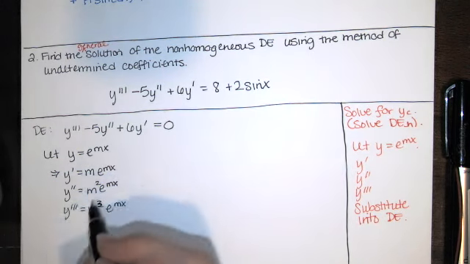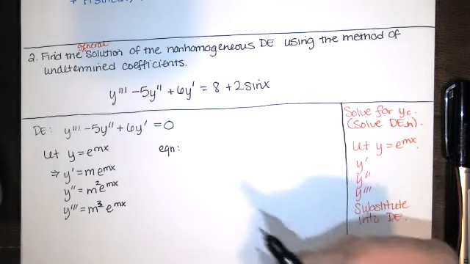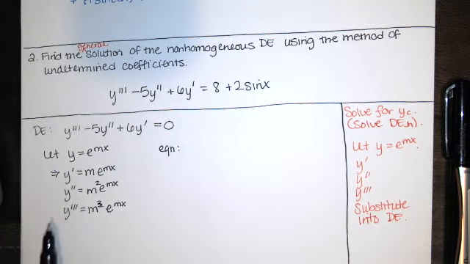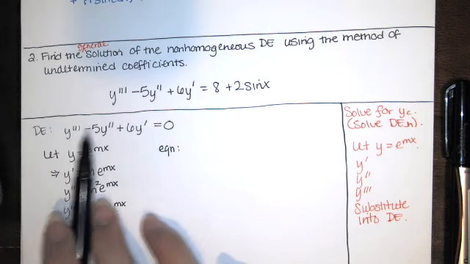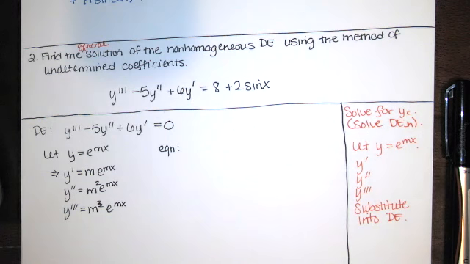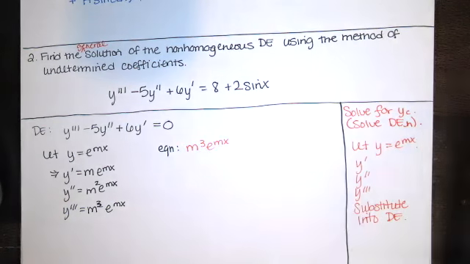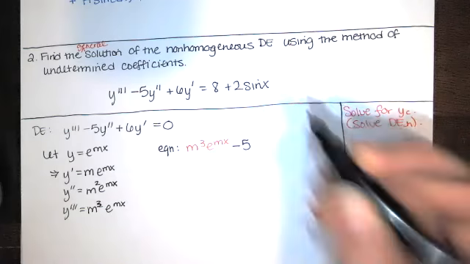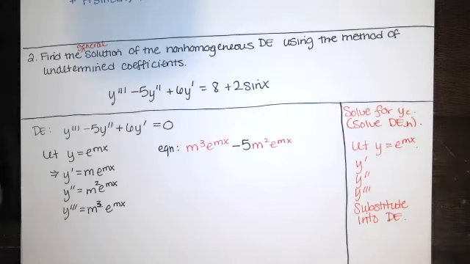Now, we're going to substitute these into the differential equation. It will no longer be a differential equation, it'll just be an algebraic equation. If y satisfies this equation, then when I substitute in y triple prime, y double prime, and y prime, that should be satisfied by the values of m. So we will do that now. Y triple prime is m cubed times e to the mx. And we're subtracting 5 times y double prime. And then we're adding 6 times y prime.